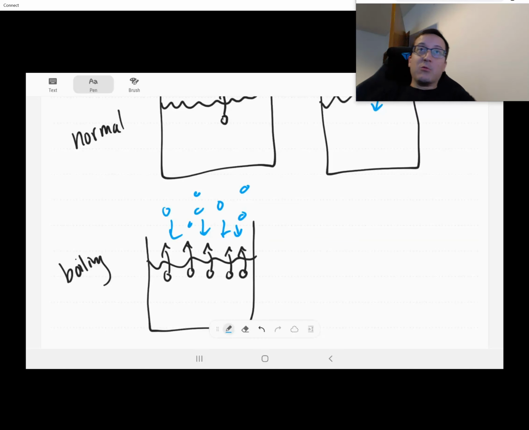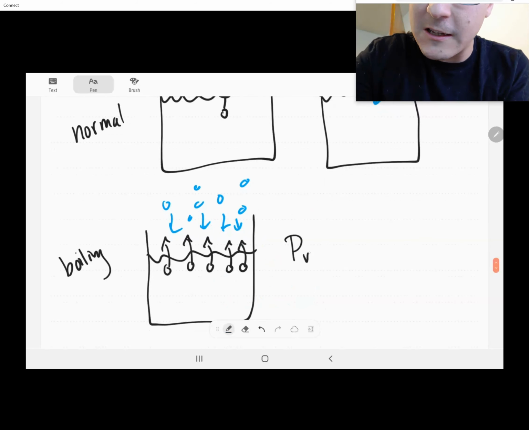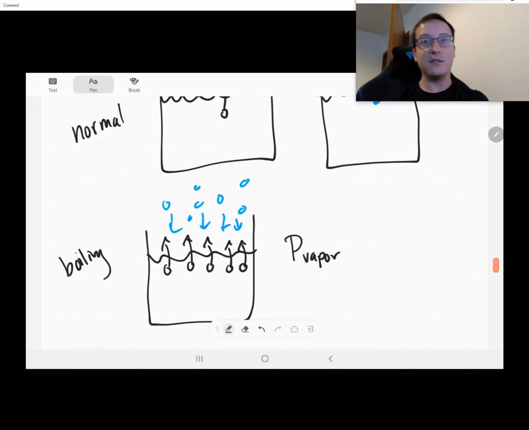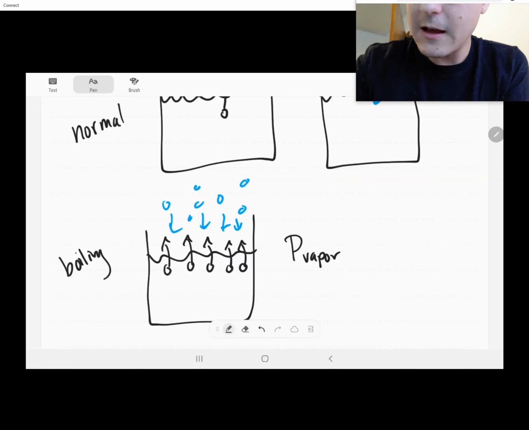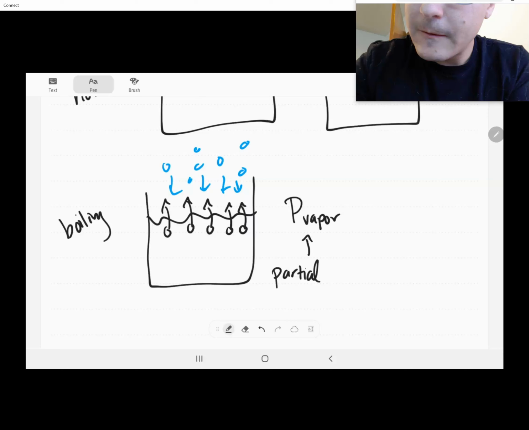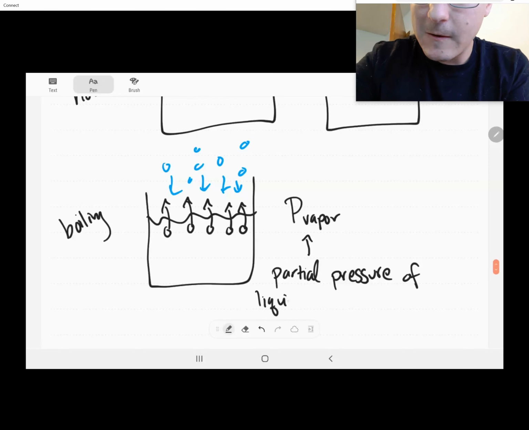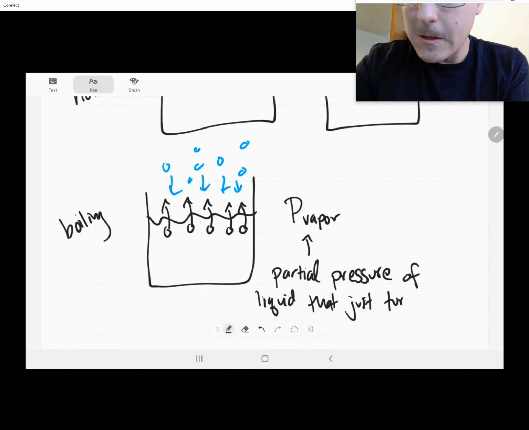And so, if you remember from chapter 7, we have that thing called the partial pressure. It's the same idea. The stronger our vapor pressure is, that's the pressure of, I'm sorry, gasified liquid, of liquid that just turned into gas.